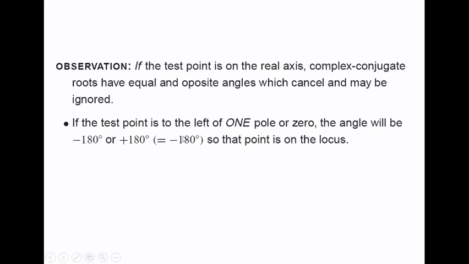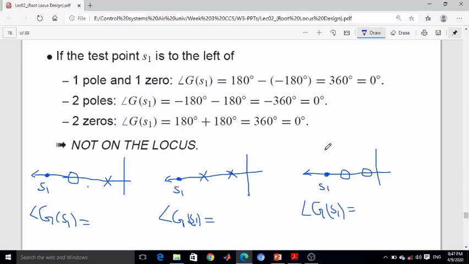Now if the test point is located to the left of one pole or one zero, the angle will always be 180 degrees, and when this occurs, you have to consider that the point is on the root locus, because it satisfies our angle condition. Now let's consider this. If we have a test point to the left of one pole and one zero, which is shown here, this is the pole and this is the zero. What will be the angle? We will plot a vector from this zero and see its angle. Its angle is 180 degrees.